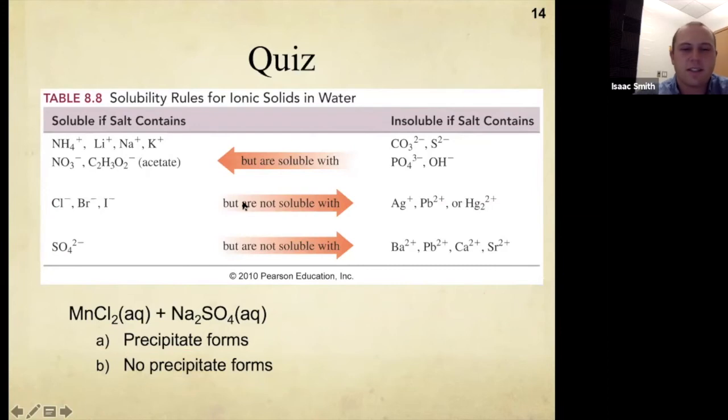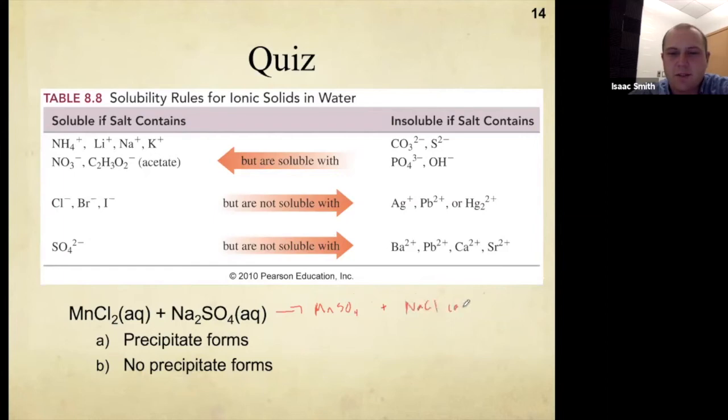All right, so let's look at this other example. We got manganese chloride and sodium sulfate. Okay, so if we do a double replacement reaction, we're going to have our manganese that pairs up with the sulfate, and manganese has a 2+ charge. We know that because there's two chlorides here, and sulfate has a 2- charge, so we just put it like that. And then we have sodium with chloride again.